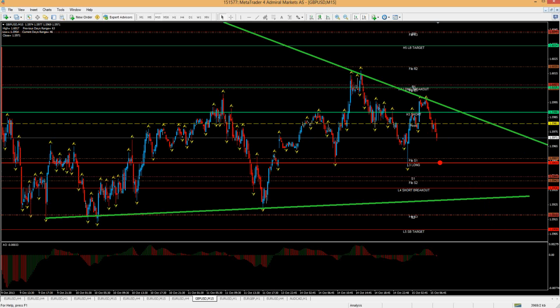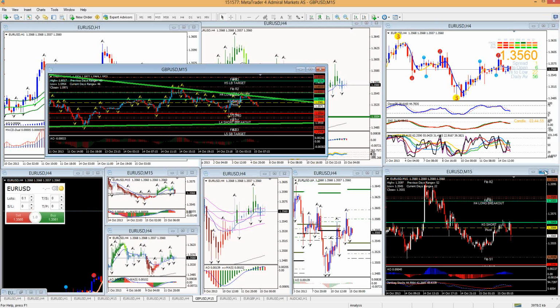The L3 could be interesting, maybe it could bounce off this. It always bounces a bit off support or resistances, so that might make sense. The euro dollar, let's take a look.